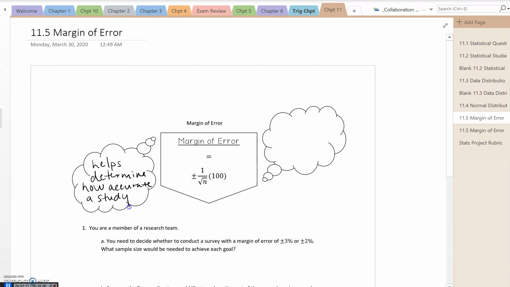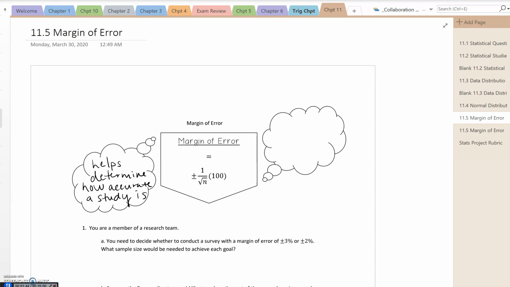So if your margin of error is large, then your study might not have been super accurate. If your margin of error is small, then that means your study was probably accurate. When you are sampling your classmates for your stats project, one thing to keep in mind is you want the smallest margin of error possible. So you want to make sure that the sample you've chosen is a good representation of the population that you're trying to study.